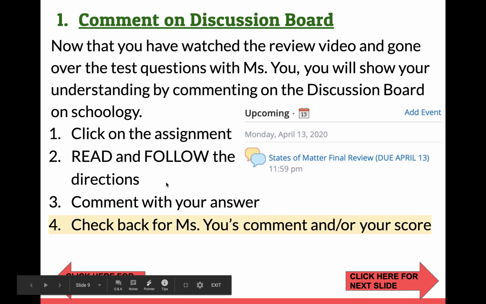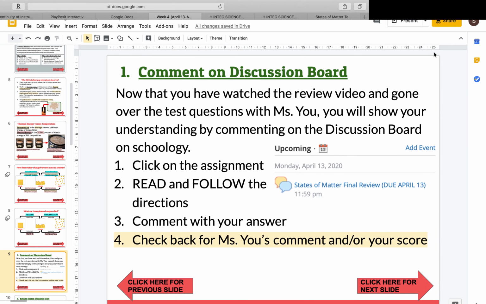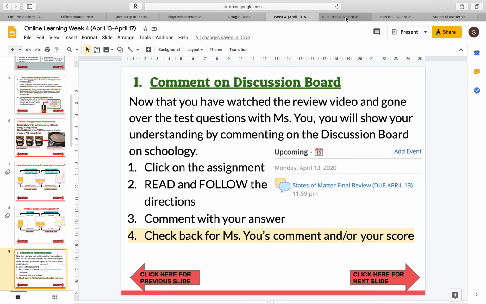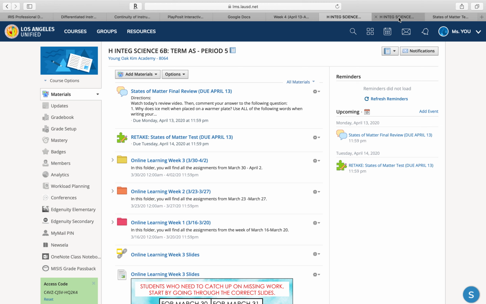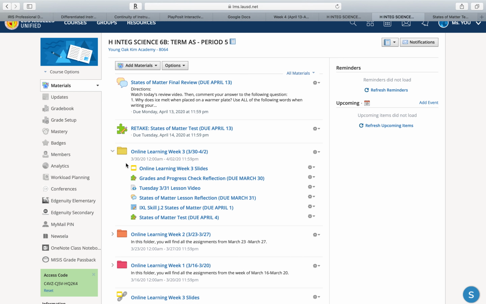And before you can go and comment on this discussion board, I want to review the test that you all took. So the week before spring break was online learning week 3. So it's in this yellow folder. You were supposed to take this test, which was due April 4th. Now, many of you did a really great job on this test, but I also noticed that a lot of us got a very bad score.